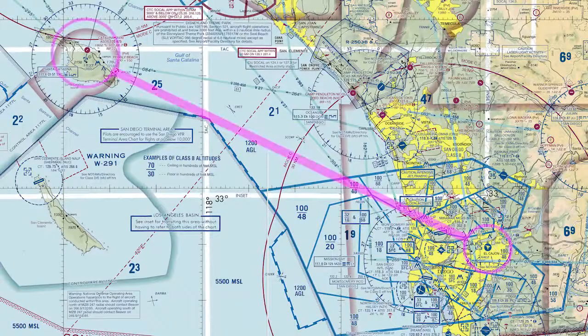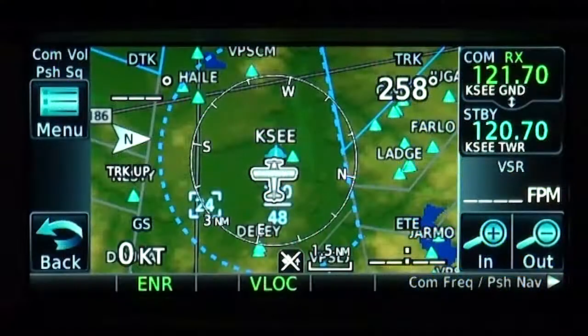Today we're going to fly from our home airport at Gillespie Field to the famous airport of Catalina on Catalina Island. Before we taxi, let's take a look at how we can use the 650 to plan our flight.